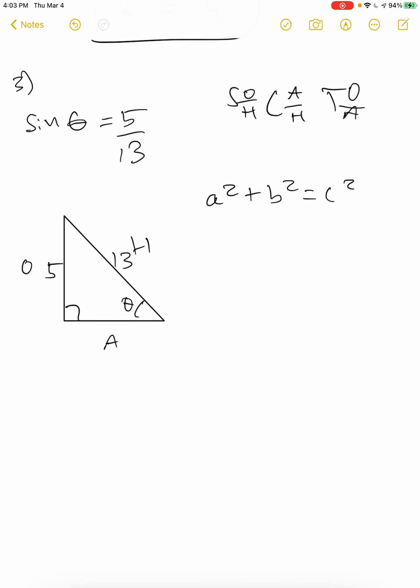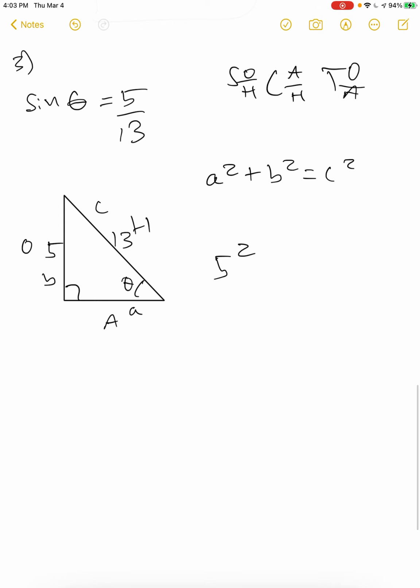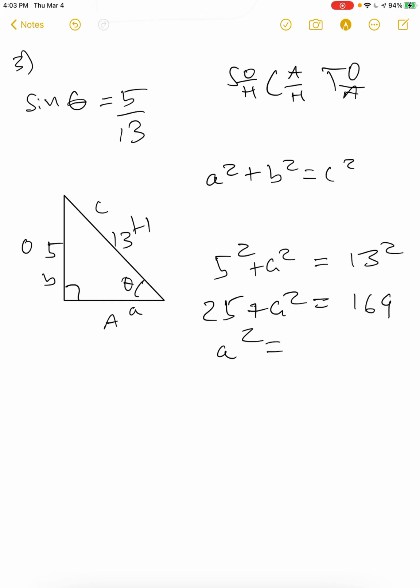So now we can say 5 squared, and we're going to call the adjacent side A, 5 will be B, 13 will be C, right? So 5 squared plus A squared is going to equal 13 squared. And when you start simplifying, 25 plus A squared is going to equal 169. Then A squared is going to equal 144. You take the square root, you're going to get that A is going to equal 12. So we know that this will be 12.